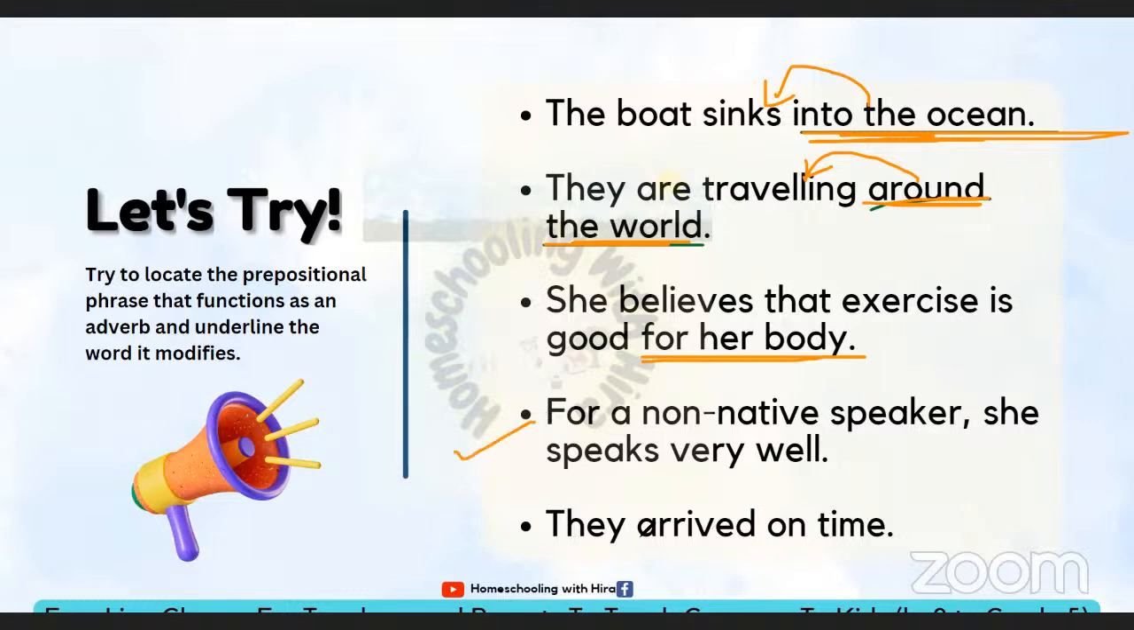Do it yourself. They arrived on time. Do it yourself, or you can write it in the comment box. I hope these things are clear now. Acha, this is a little tricky. For a native speaker, we have the preposition here at the beginning. Think about it and then answer it. If you don't get it, you can send me the message in the comments later, or to the group as well.